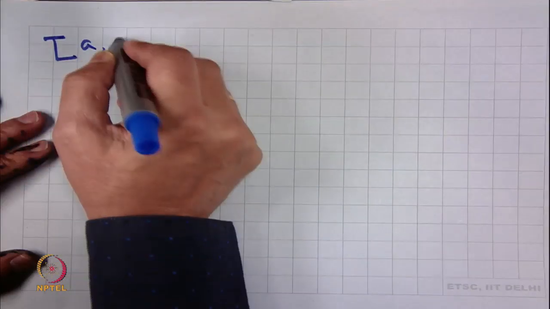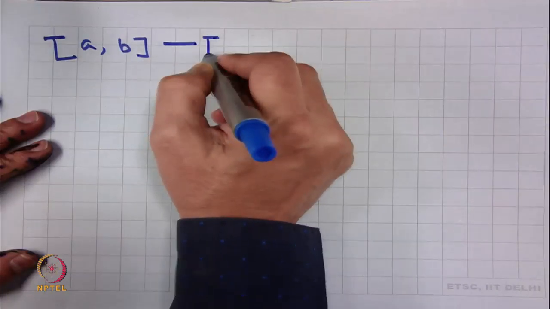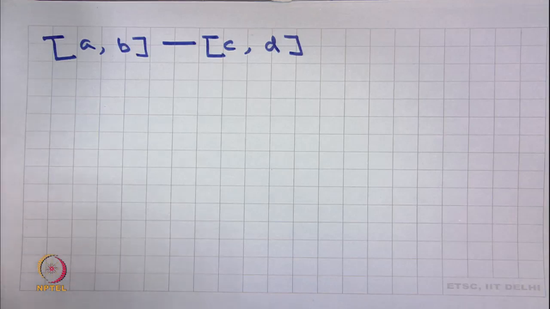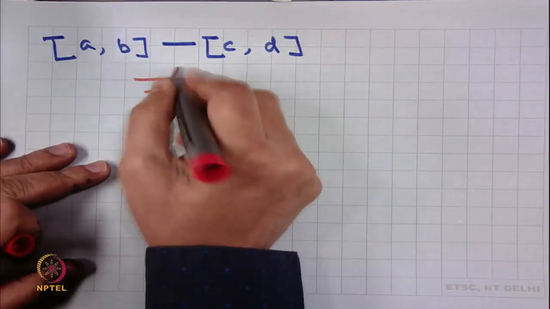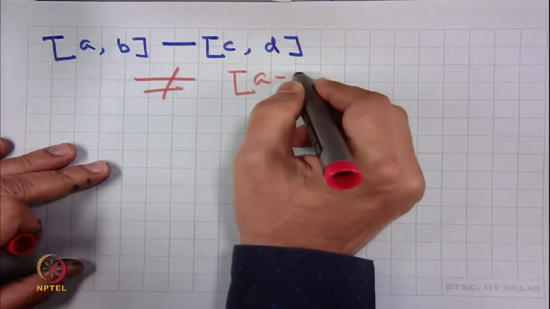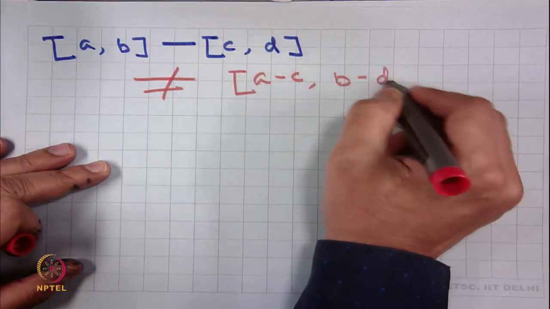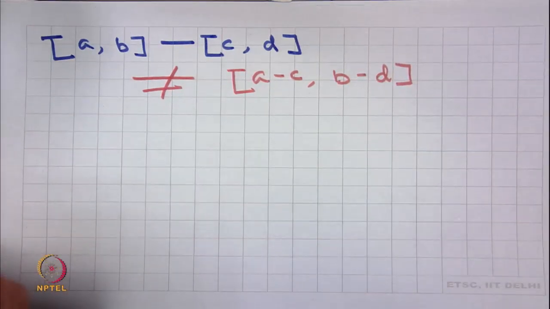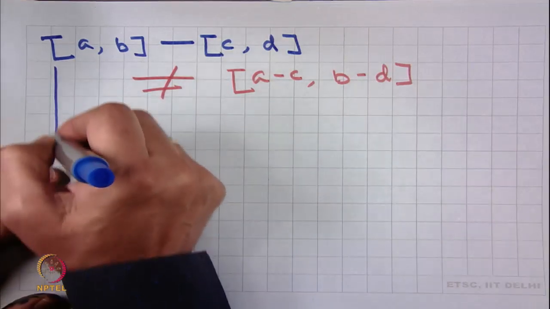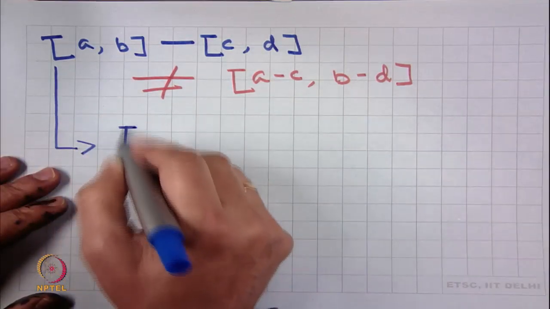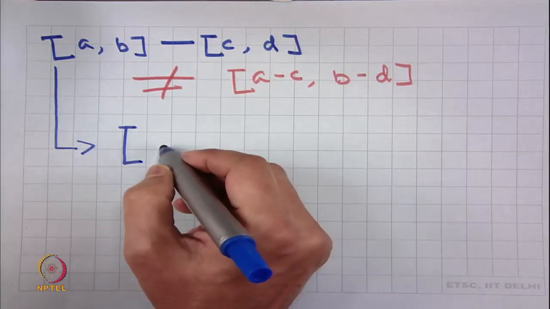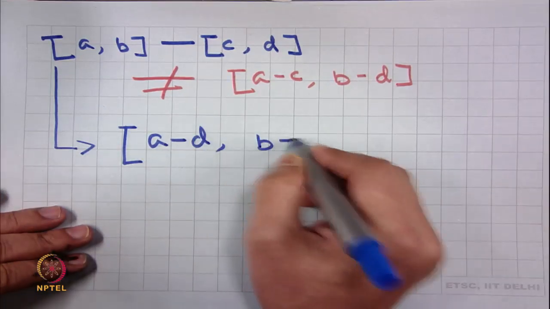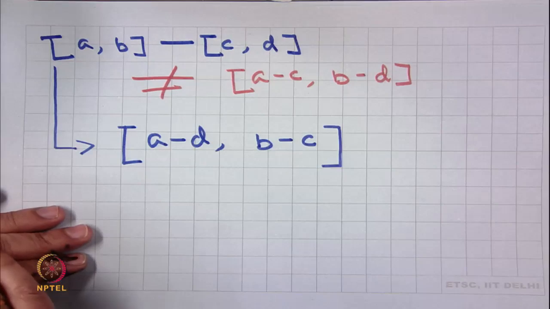What is [a, b] minus [c, d]? It is not [a minus c, b minus d]. So, people often make this mistake. This is not correct. In fact, [a, b] minus [c, d] is [a minus d, b minus c].